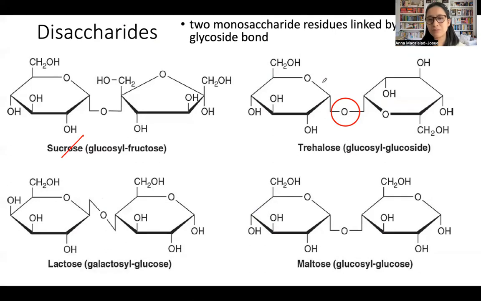Trehalose is composed of 2 glucose residues. Okay? Maltose is also composed of two glucose residues, but you can see that there's a difference in the configuration here. Okay. And then here you have lactose. Lactose is composed of galactose plus a glucose residue. Okay, so you need to remember this. This will be asked in the exam. So sucrose, glucose plus fructose; lactose, galactose plus glucose; trehalose, glucose, glucose; maltose, glucose, glucose.